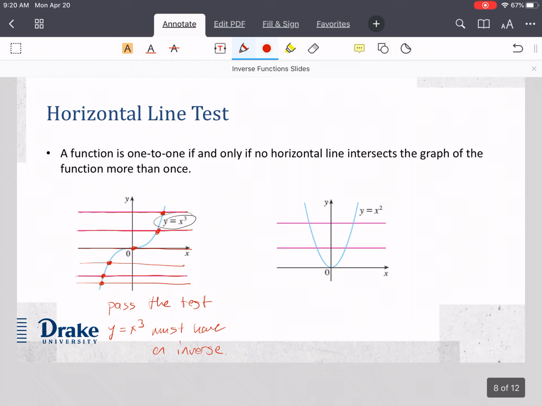Similarly here, y equals x squared. So I draw the first horizontal line. I'm realizing it passes through here and here. The second one, similarly, intersects the function twice. Because it intersects the function twice, it fails the test. What that means is that y equals x squared does not have an inverse.